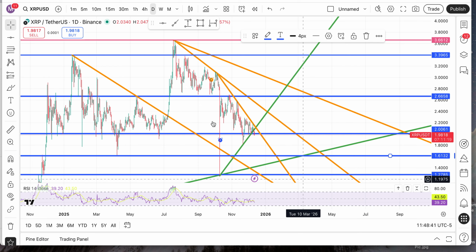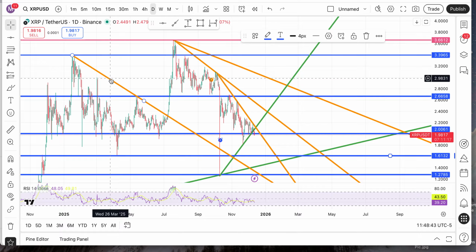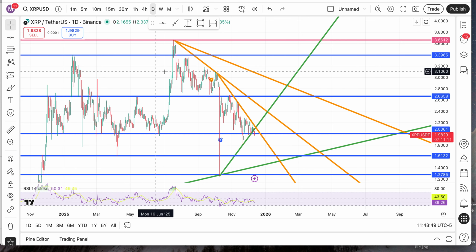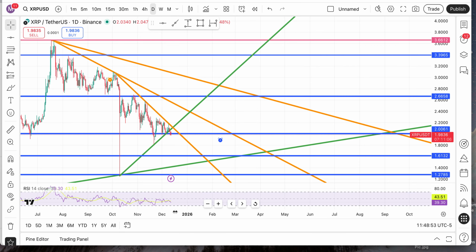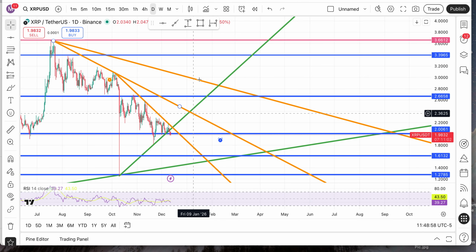Here today we're going to look into XRP. I know there's a lot of requests for XRP technical analysis and to see what's happening in this one of the major cryptocurrencies. So today we're just going to look at the chart and see what's happening. It is 11:48 a.m. Eastern time on December 12th.